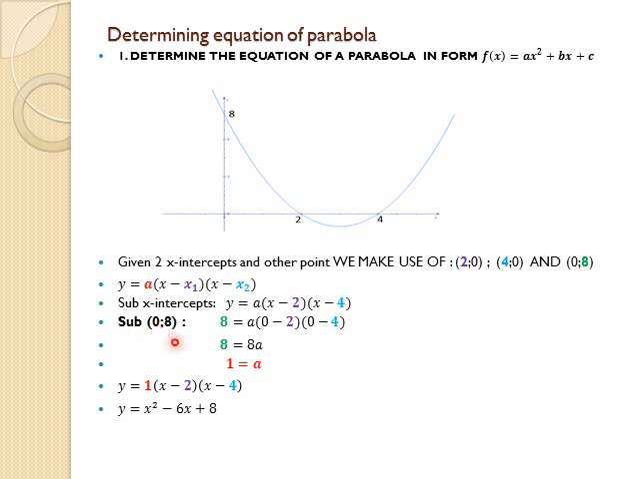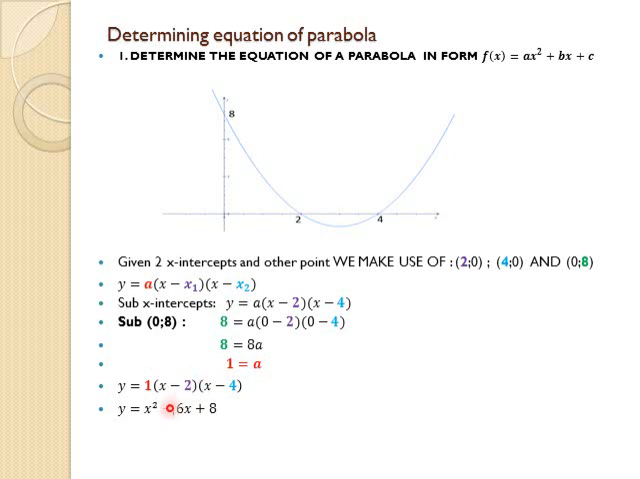So this states that when x is 0, my y value is 8. Negative 2 times negative 4 gives me positive 8a. Positive 8a equals 8. 8 divided by 8 gives me 1. So my a value at the front is 1. Substitute back: x minus 2, x minus 4.